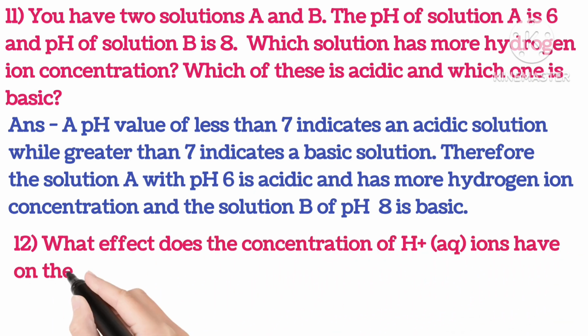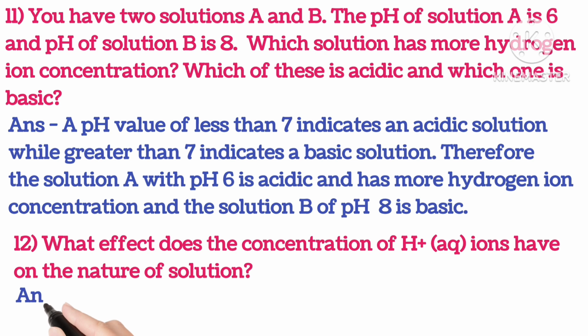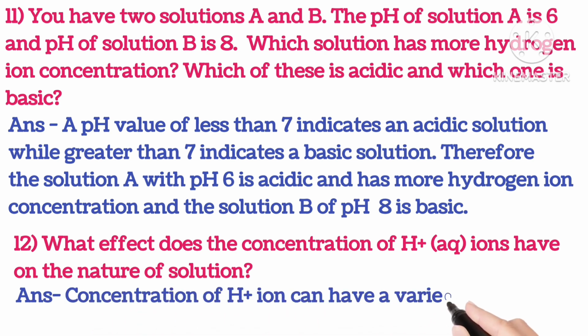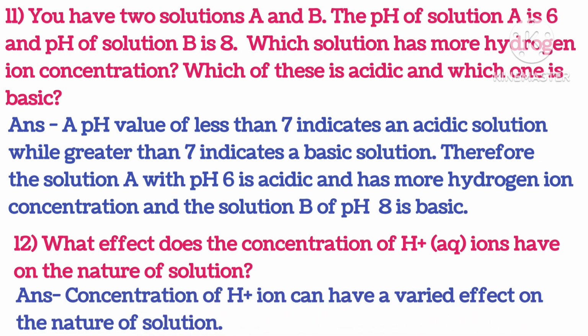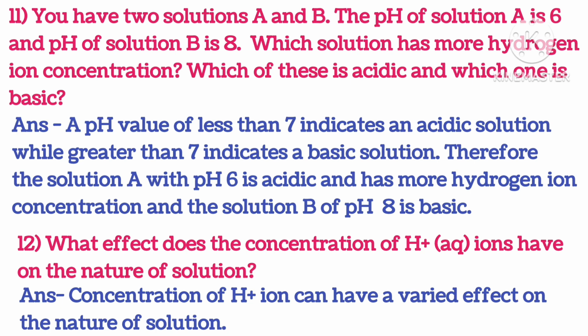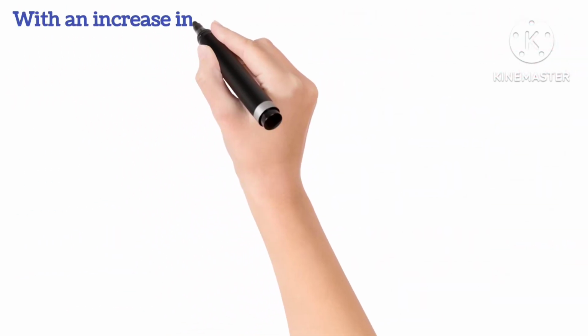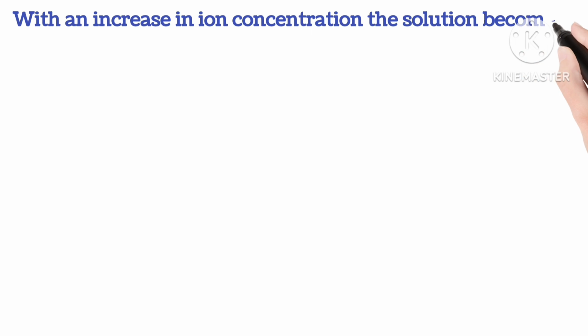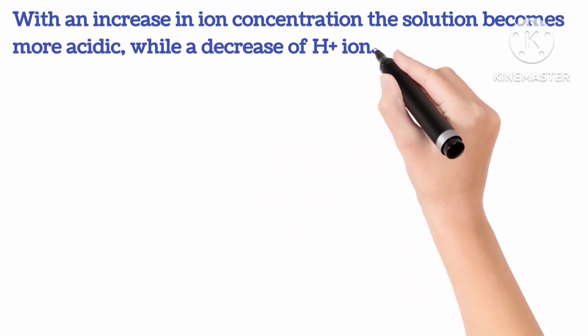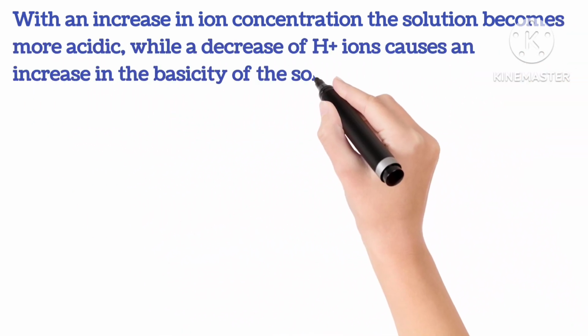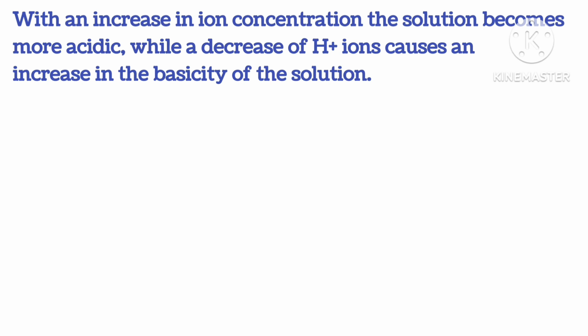12th, what effect does the concentration of H plus ions have on the nature of solution? Concentration of H plus ions can have a varied effect on the nature of solution. With an increase in ion concentration, the solution becomes more acidic, while a decrease of H plus ions causes an increase in the basicity of the solution.